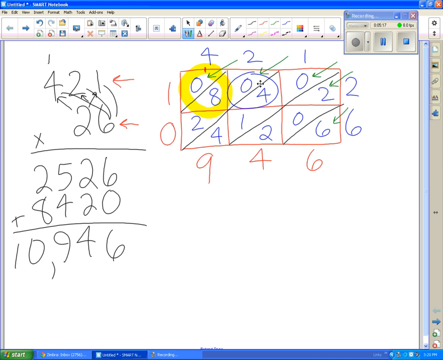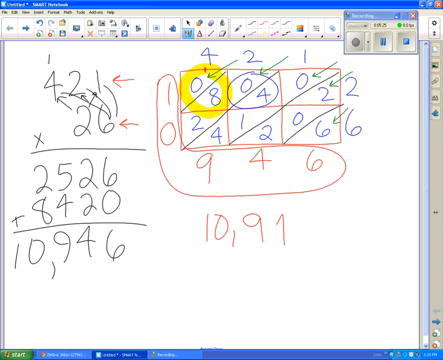Now, if I follow these numbers around, I have 10,946, which is the same as what I got using the traditional algorithm. So let's try one more.